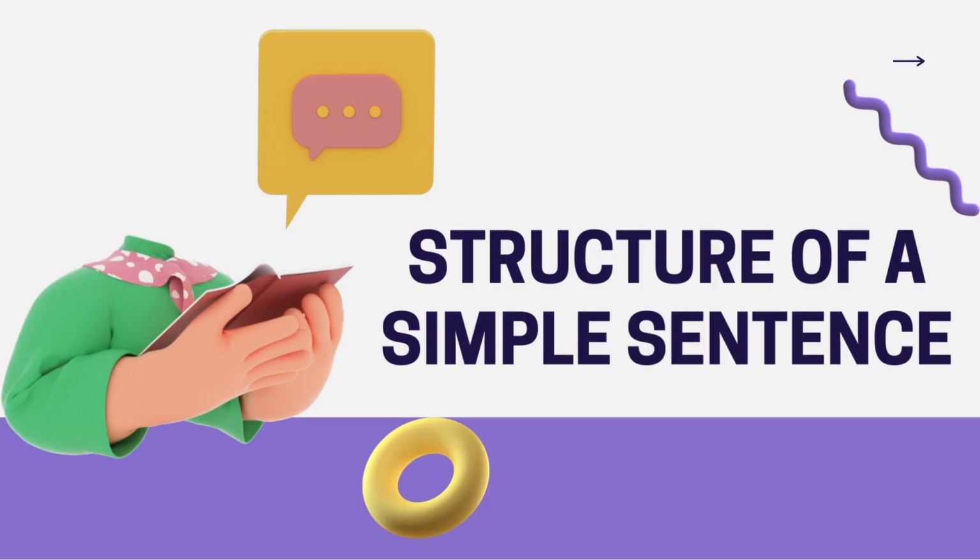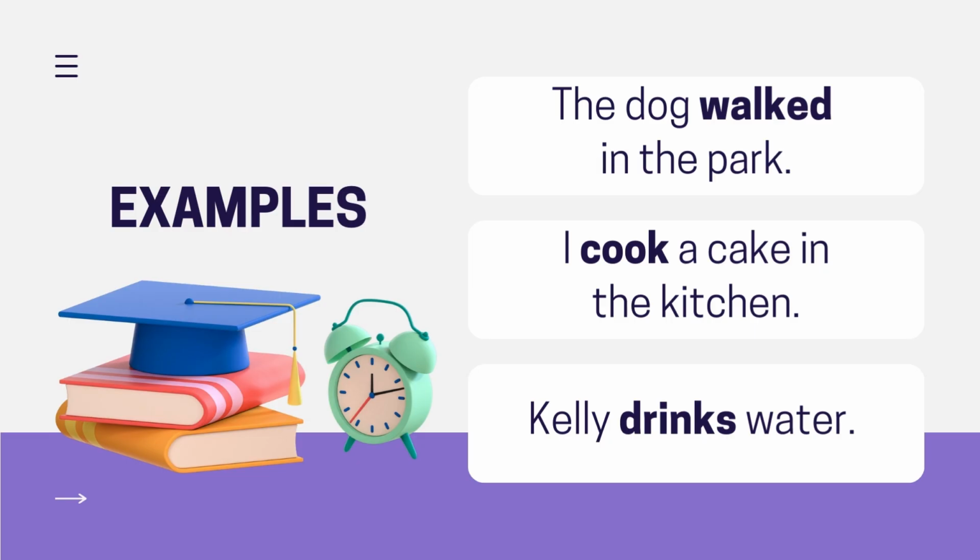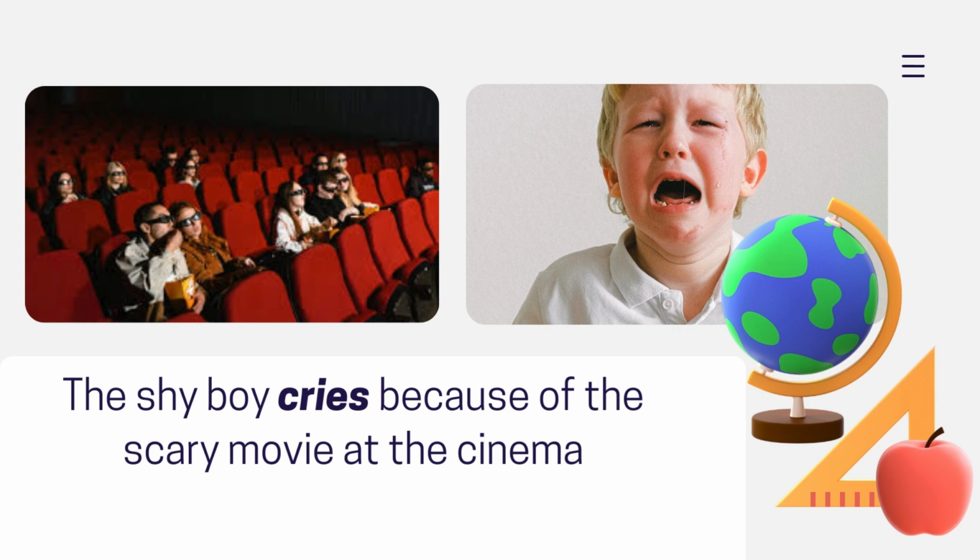Structure of a simple sentence. Simple sentences are composed of a noun, an independent clause, one verb, plus complement. Examples: the dog walked in the park. I cook a cake in the kitchen. Kelly drinks water. The shy boy cries because of the scary movie at the cinema.